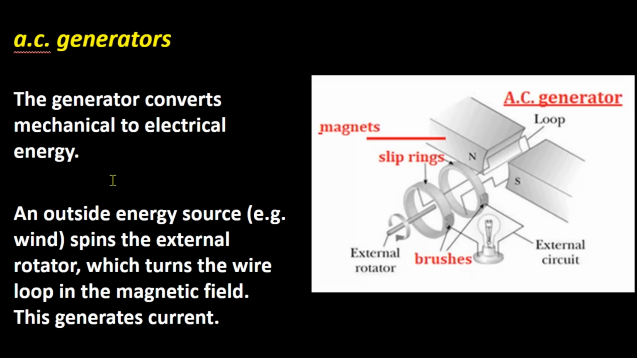AC generators convert mechanical energy to electrical energy. Basically, you spin something to create a current or voltage. An outside energy source, for example wind in a wind turbine, spins the external rotator, which turns the wire loop in the magnetic field. This would generate a current. So here we have the external rotator, and this is going to spin this loop here. You're going to have slip rings, not split rings this time, but slip rings, so that when the wires spin, there will be a constant point of contact, and this will generate a voltage that would light the bulb.